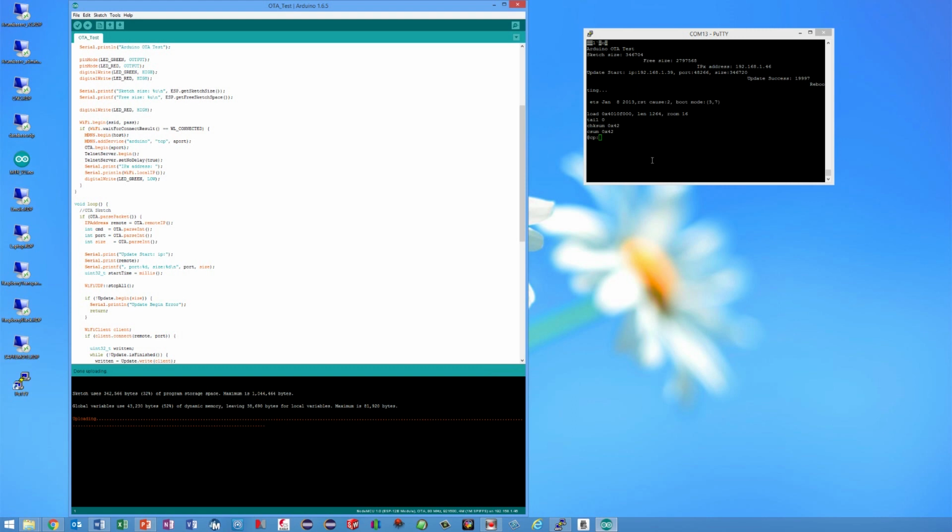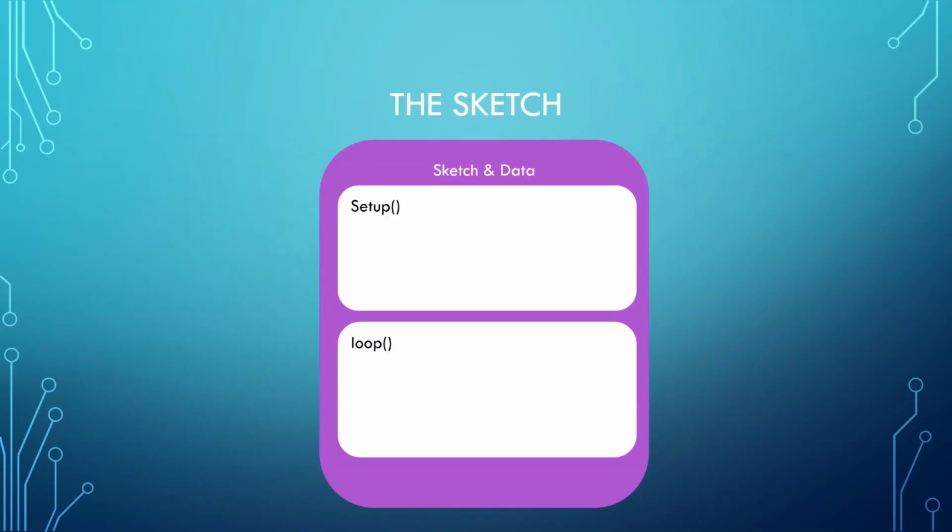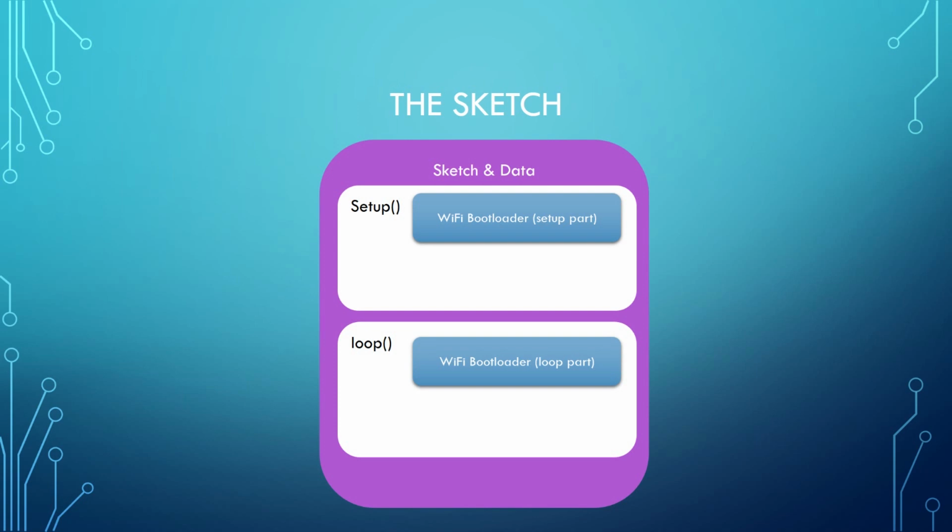But for now, we loaded a new sketch without any physical connection to the module, through the air. Awesome. Let's look into the WiFi bootloader sketch. It consists of two parts. One part has to be in the setup and the other part has to be in the loop in order to use our ESP module not only for a software update but also for real applications.